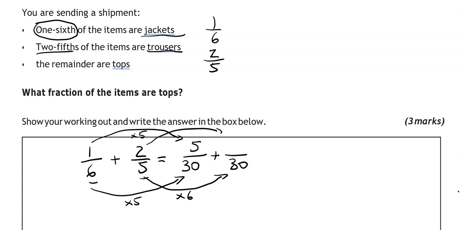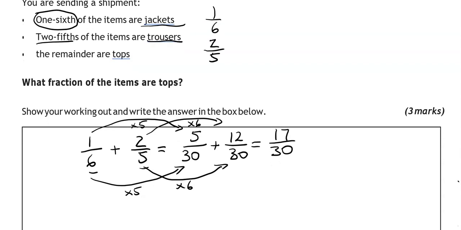So I'm going to do the same to the 2. So 2 times 6 is 12. So we get 5 and 12, which is 17/30. So that's what represents the jackets and the trousers all together. And the question is about the tops.